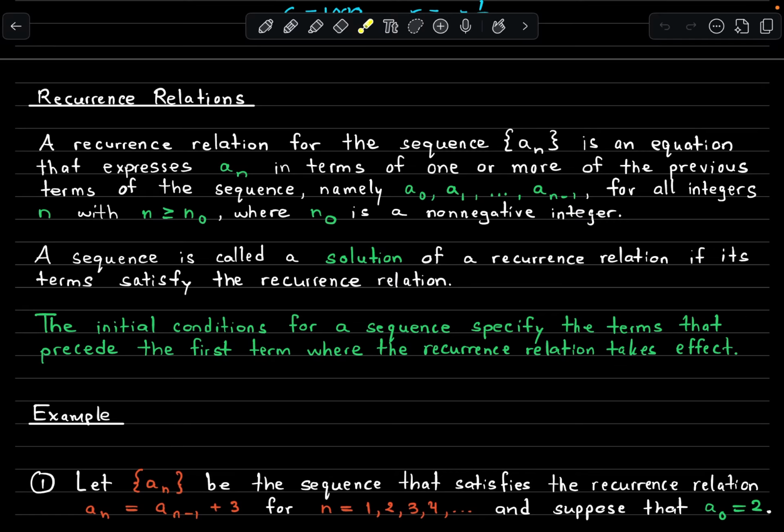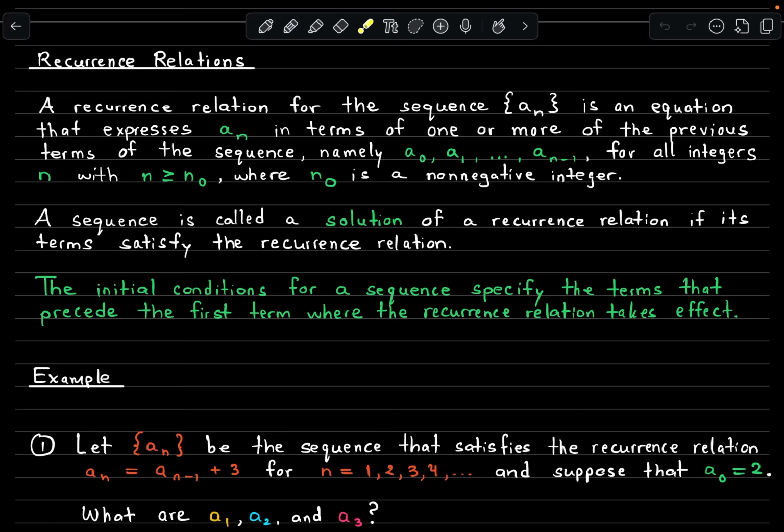Let A sub n be the sequence that satisfies the recurrence relation A sub n is equal to A sub n minus 1 plus 3. Okay, so we're only making use of the last term, the term right before our nth term, and we're adding 3 to it. This is going to take effect from n equals 1 onwards. So the only initial condition that we need is A sub 0. If I have A sub 0, I can figure out what A sub 1 is. And then once I've got A sub 1, I can figure out A sub 2, and so on. I can figure out the rest of the terms.